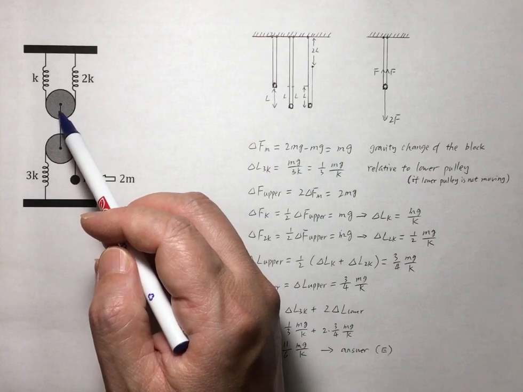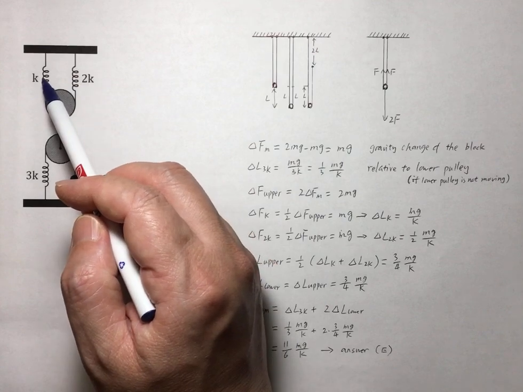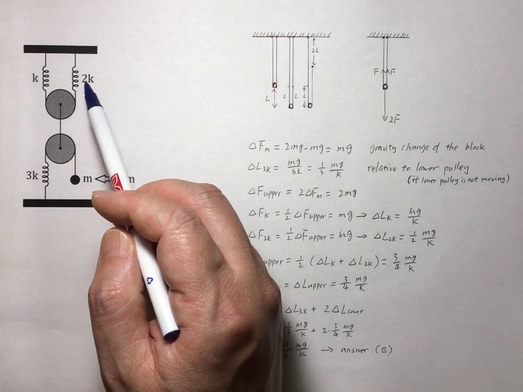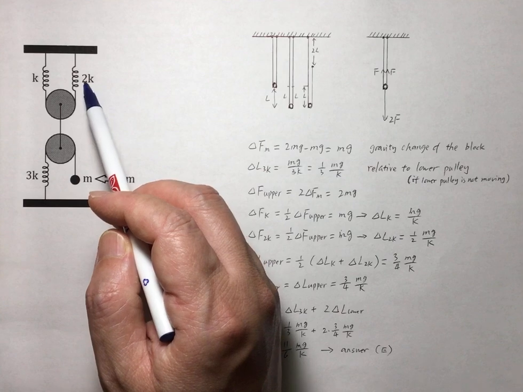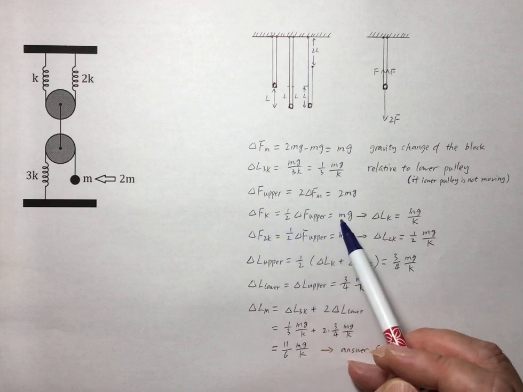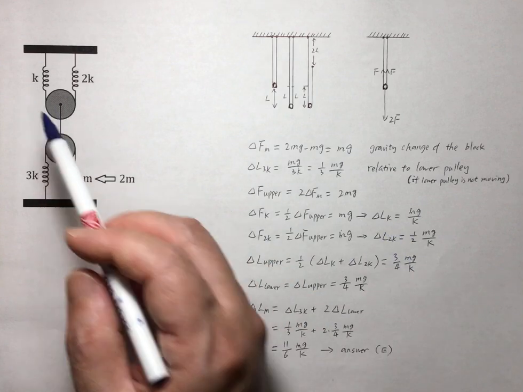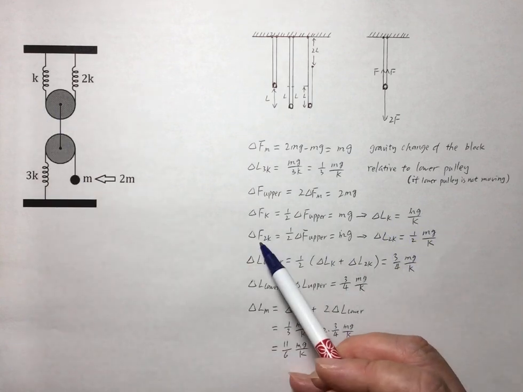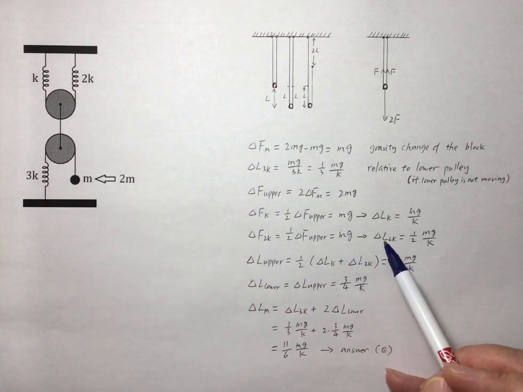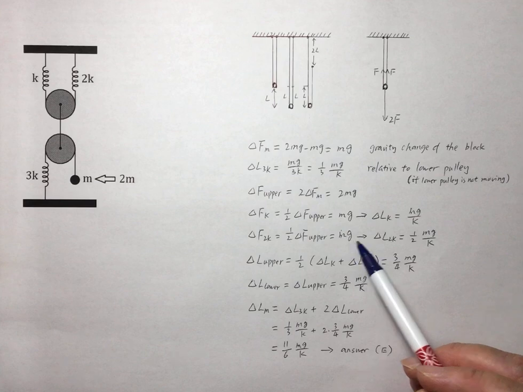Now the force change is 2mg, so the force change for the spring K is mg, half of that 2mg value. Same thing for the spring of 2K: the force change in spring 2K is also mg. So delta F for spring K is mg. So that will change the length of the spring K by mg over k. Let's do the same thing for spring 2K. The force change is mg, so the length change is mg over 2k, because the coefficient is 2k.